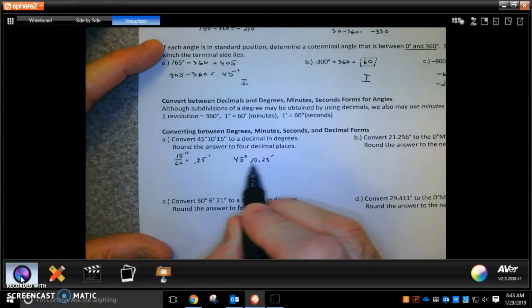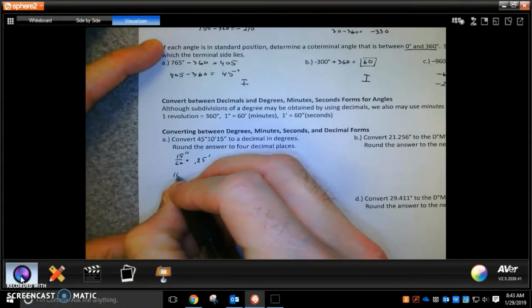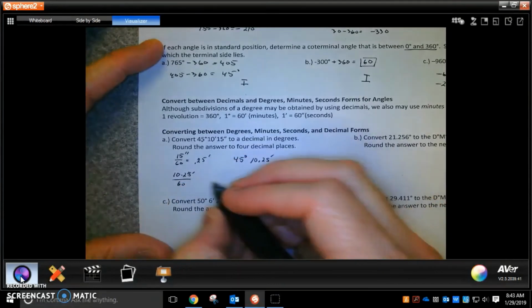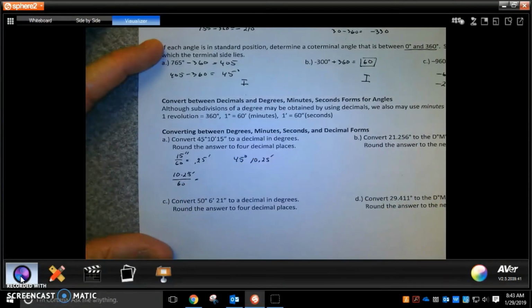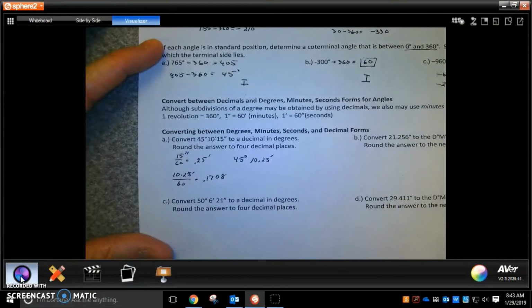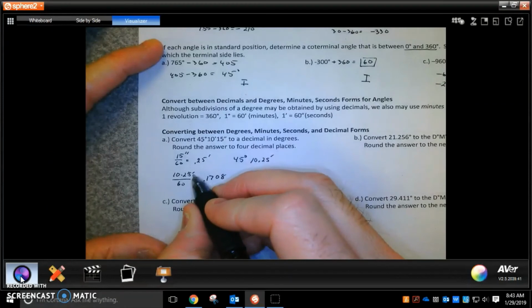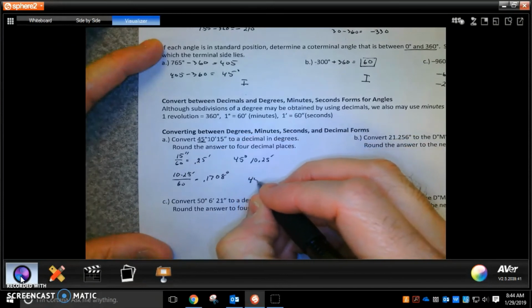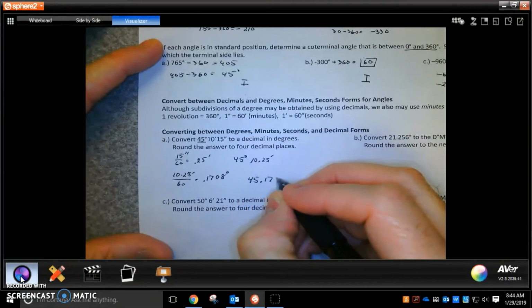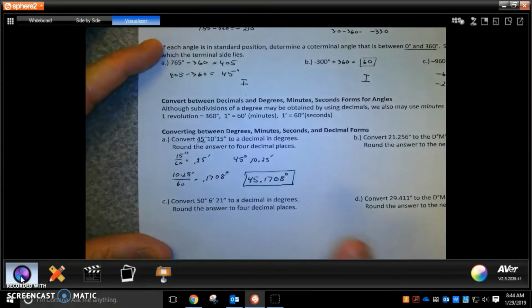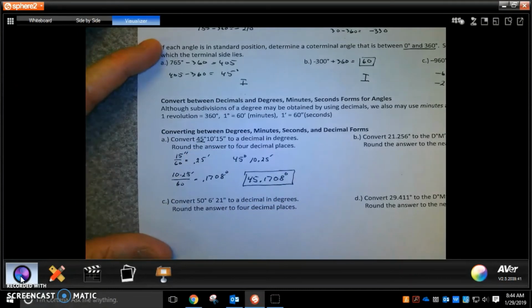Now we're going to take the minutes and we're going to convert those into degrees. So take the 10.25 minutes, divide that by 60. So 10.25 divided by 60, and you're going to get 0.1708333. Okay, so we'll just stop right there. So now we've turned minutes into degrees. So we have our initial 45 degrees that we started with, 45.1708. So that is the decimal equivalent of 45 degrees, 10 minutes, and 15 seconds.